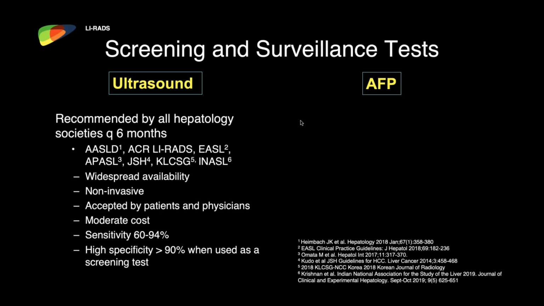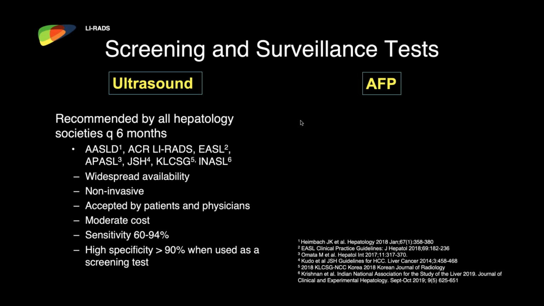The other thing I want to point out is that the 60 to 94% sensitivity rate that's quoted for ultrasound is actually very similar to the sensitivity rates that are quoted for mammography in breast cancer. When you use ultrasound as a screening test, the specificity is actually quite high, over 90%.